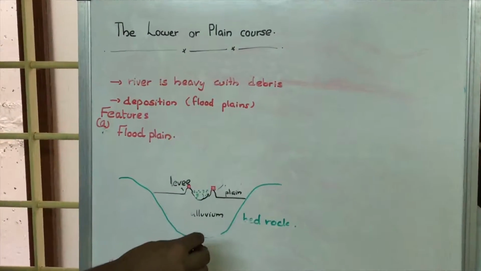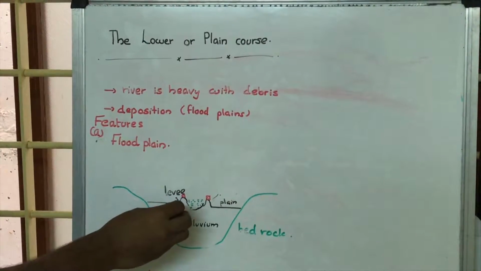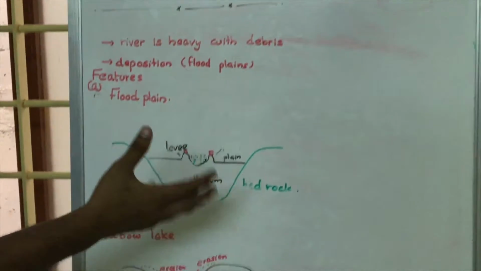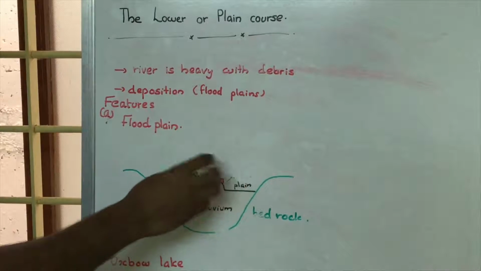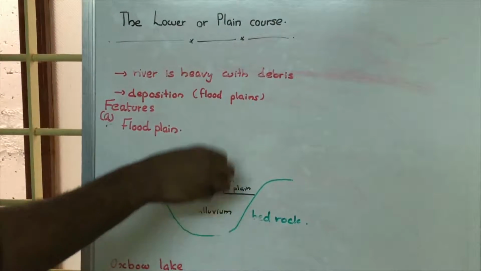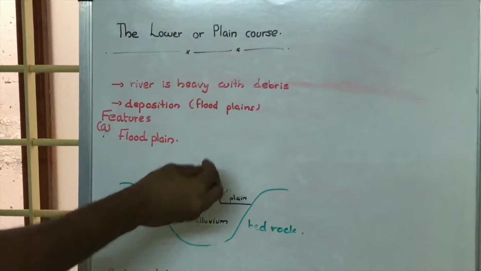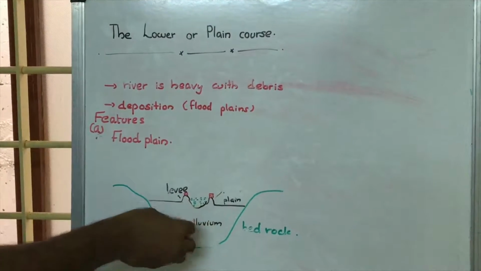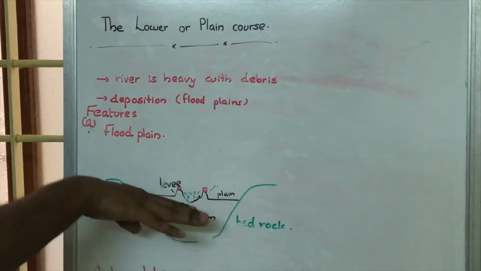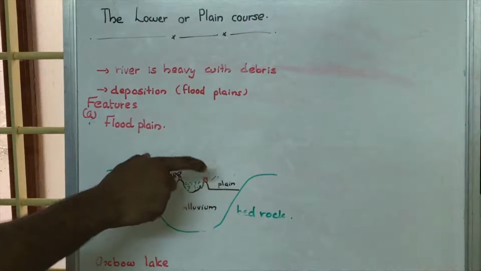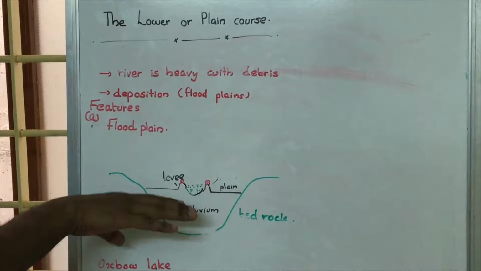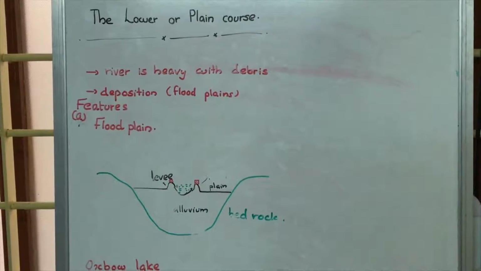When you look at it, the river will be flowing something like this, and during floods the river will be overflowing this area such that the materials in this water will be deposited in the plain and it will form a flood plain. So this is the main function, deposition, that is being carried out in this plain course.